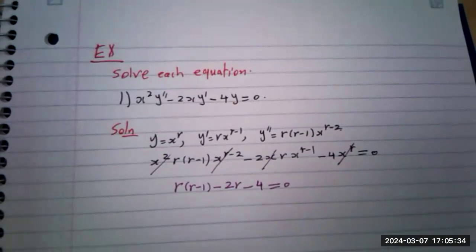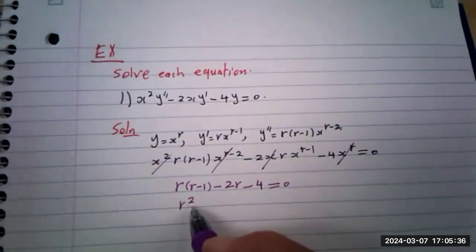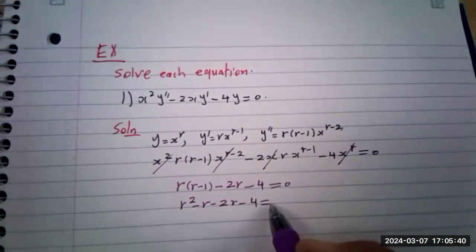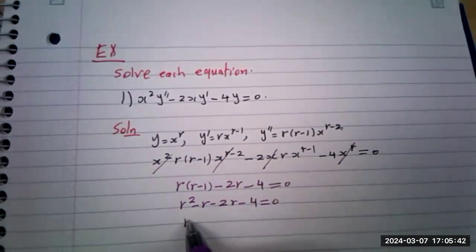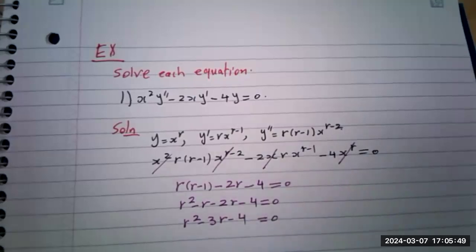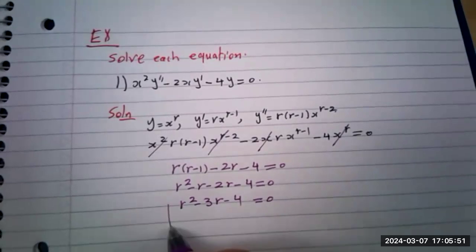Simplify it, that gives you your equation. So it's going to be r squared minus r minus 2r minus 4 equal to 0. So combine the like terms: r squared minus 3r minus 4 equal to 0. This is your characteristic equation.